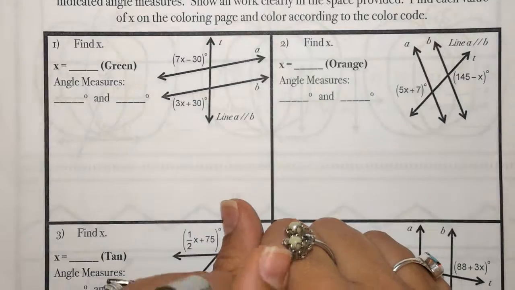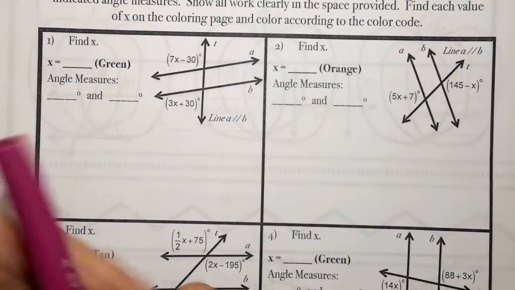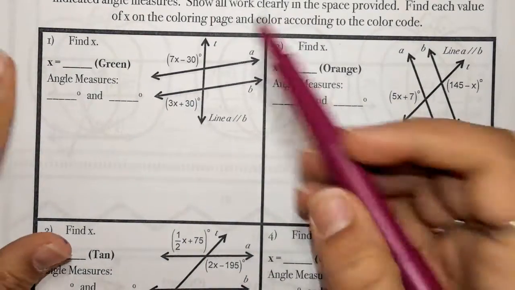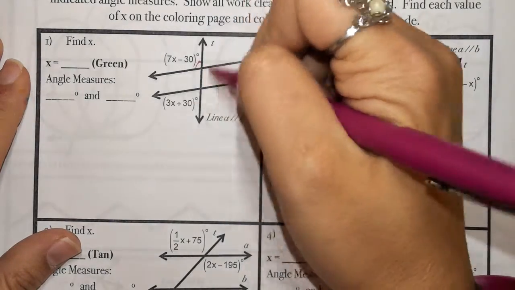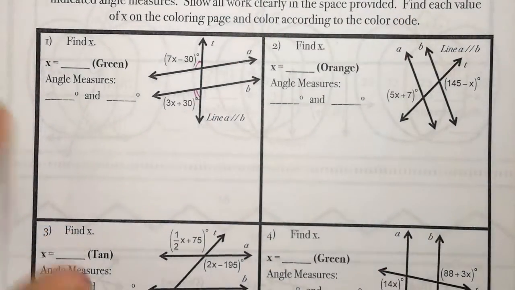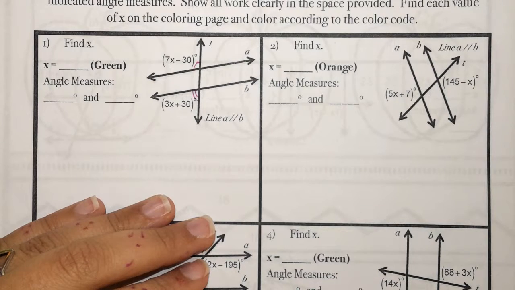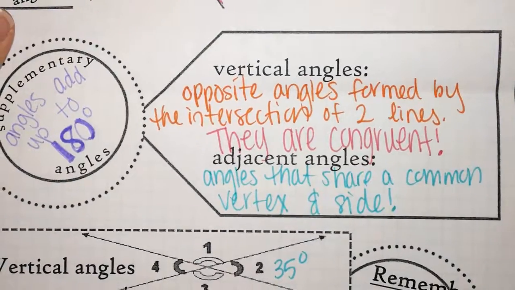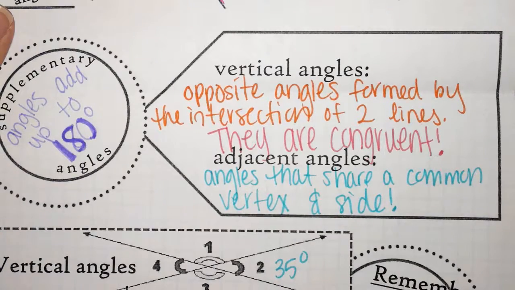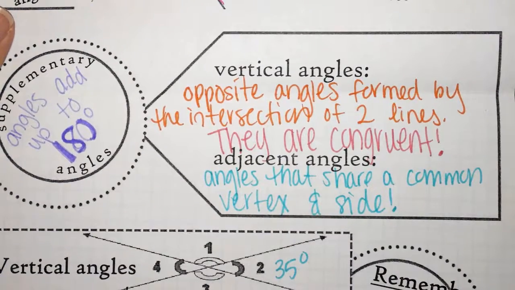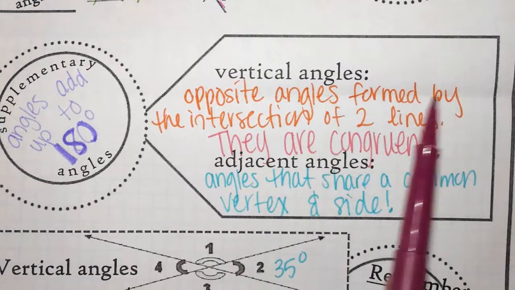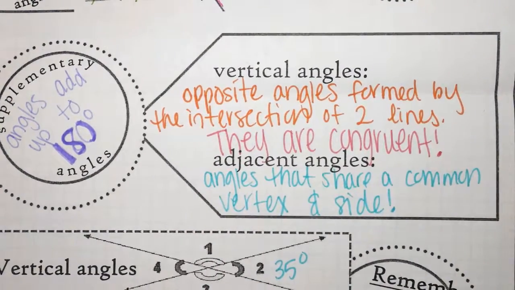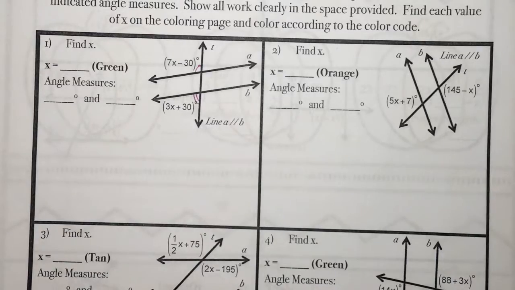What do you think these are? Are they vertical angles? No, we're talking about the angles. Are these two angles, this right here and this right here, vertical angles? What's the definition of vertical angles? Let's look at page 19B, where it tells us the definition. Opposite angles formed by the intersection of two lines. So those two are not vertical angles.